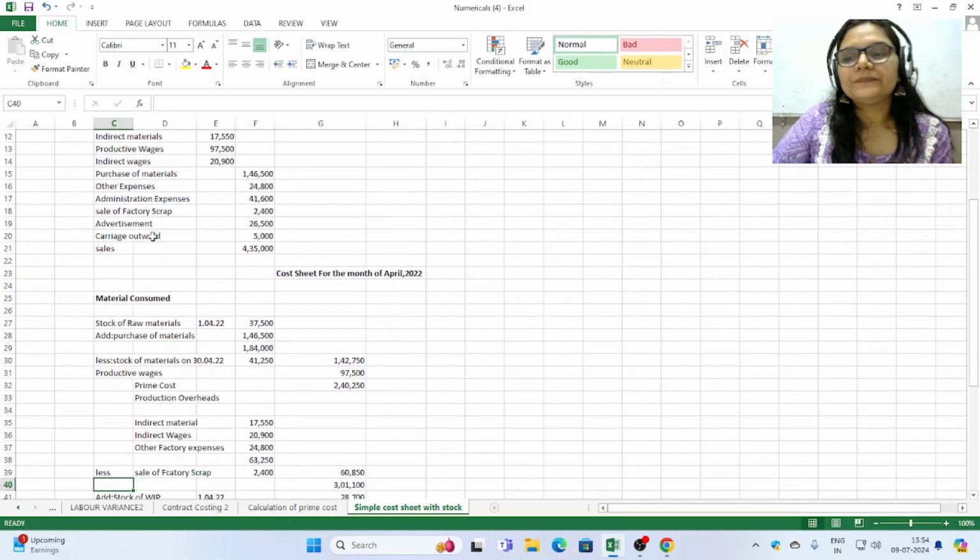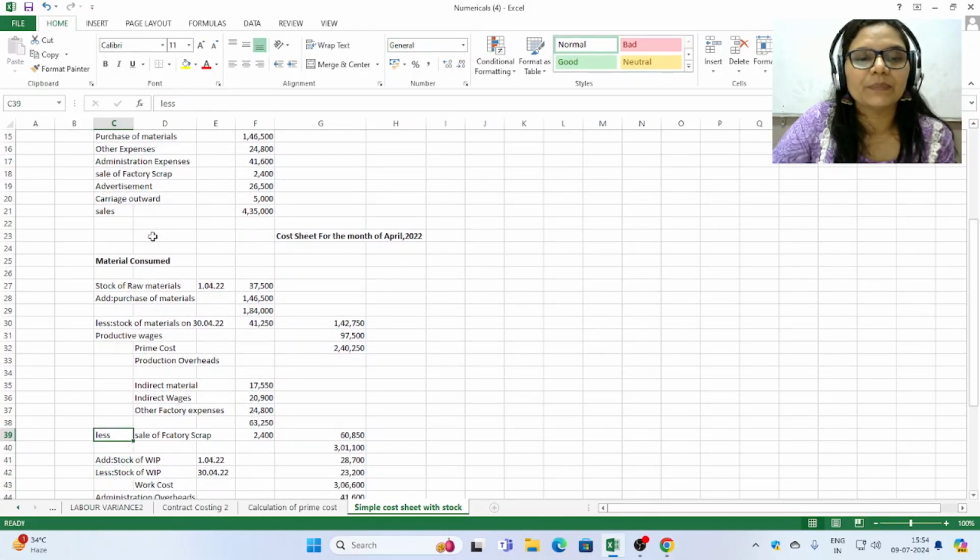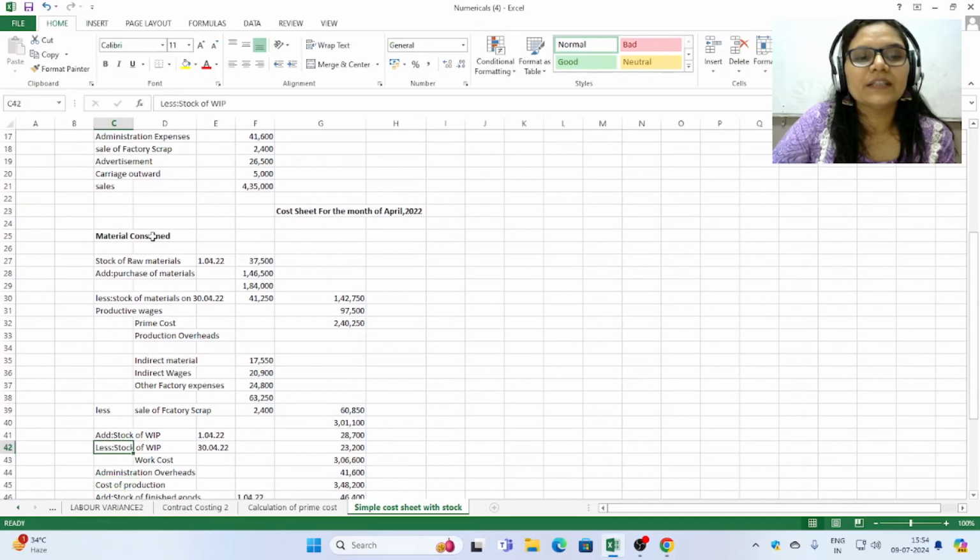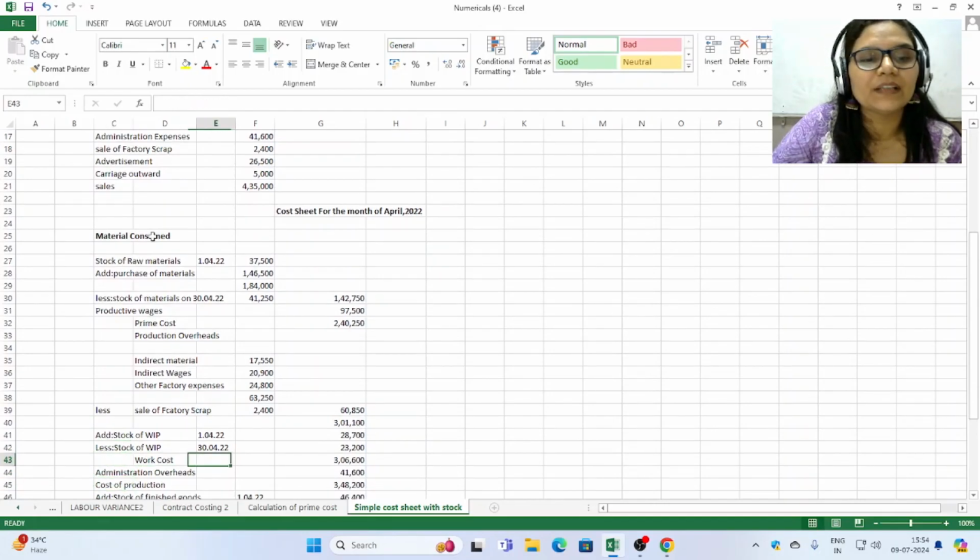In prime cost, we will add production overheads. Production overheads, we all know, are the overheads which are incurred in the production of a factory. In a production process, we have indirect material, indirect wages, factory expenses, and from this we will deduct, if any is mentioned in the question, sale of factory scrap. After that, we will add stock of work in progress and deduct the closing stock of work in progress. We will get the work cost 3,06,600.